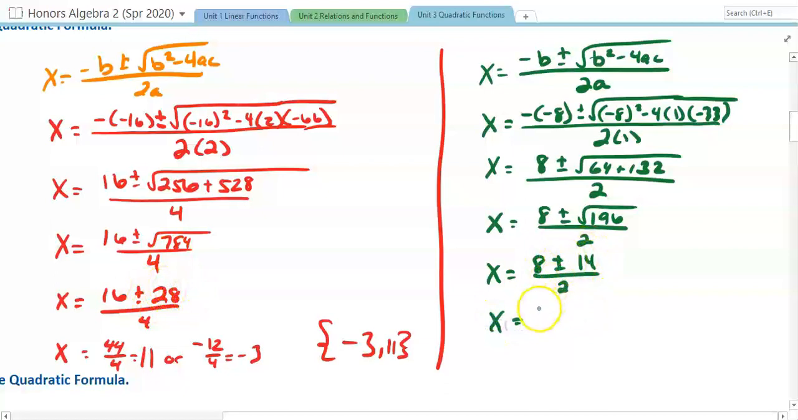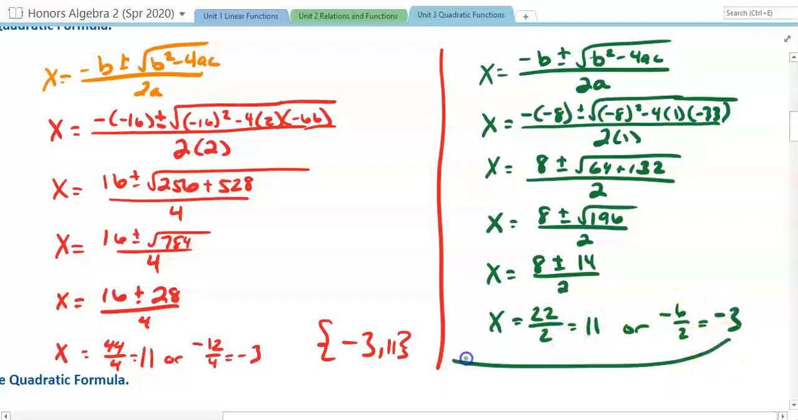8 plus 14 is going to give us 22 over the 2. Or we're going to get 8 minus the 14, and so that's going to give us negative 6 divided by the 2. And 22 divided by 2 is 11, and negative 6 divided by 2 is negative 3. And what do you know? It's the same two solutions we found over there. And so it doesn't matter if we reduce it first or not, we will get the same solutions if we do the work correctly.